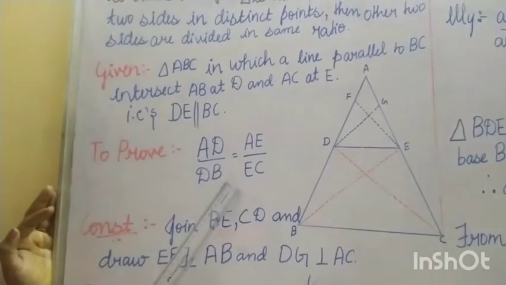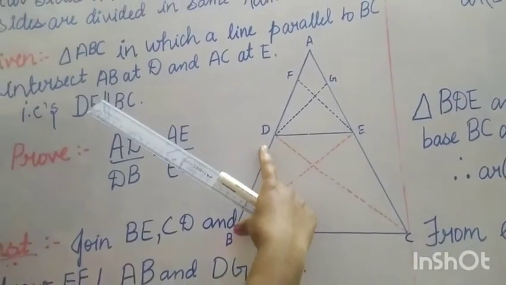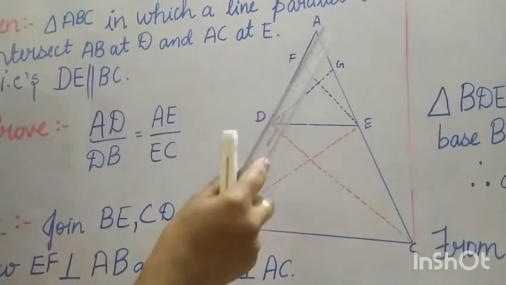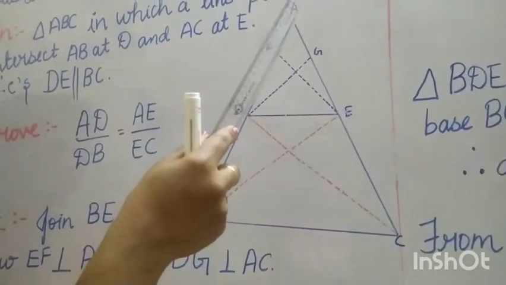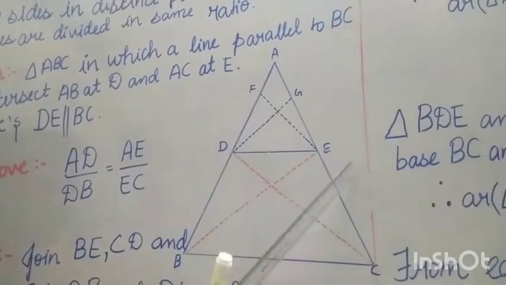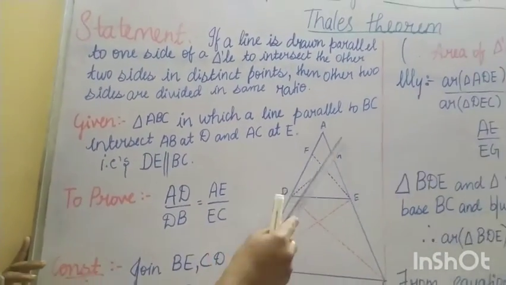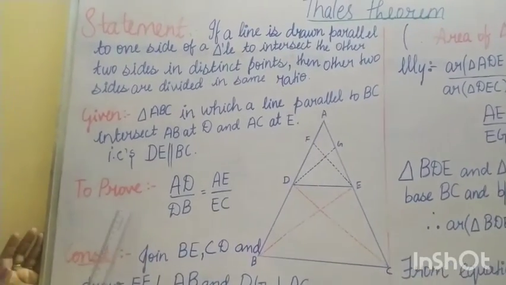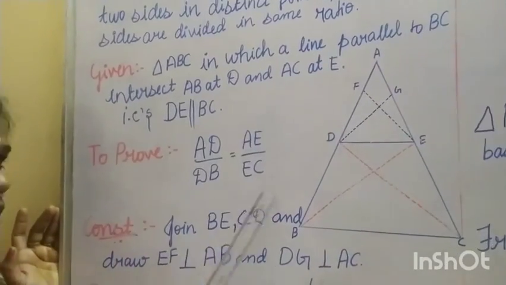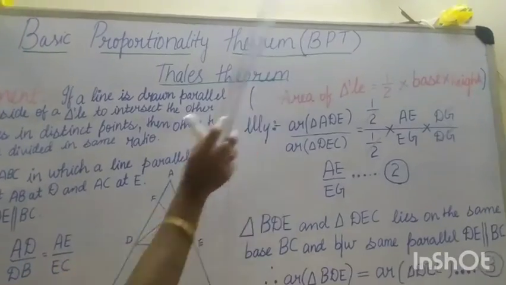To prove, I have already explained here. AD, the first part of one side of the triangle, divided by the second part DB, is equal to AE by EC, the first part over the second part of the other side of the triangle. So it is very clear, AD by DB is equal to AE by EC. This is what we are supposed to prove according to this statement. This is also called the basic proportionality theorem, in short BPT.